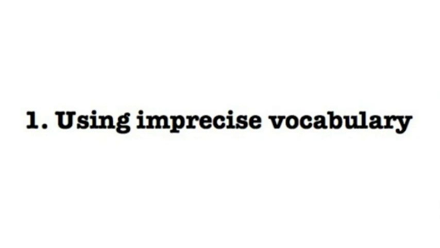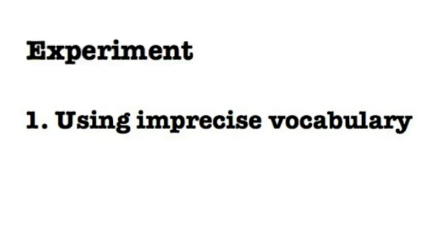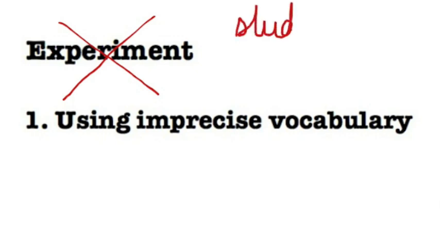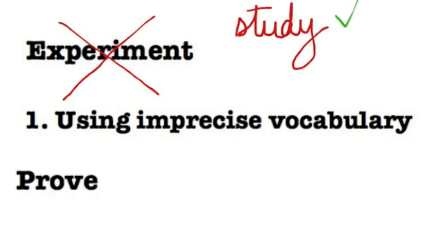A very common mistake is to use imprecise vocabulary. For example, the word experiment is really overused, and often used to mean just a study, not an actual experiment. Unless a study has an independent variable that's manipulated by the researcher and a measurable dependent variable, it's not an experiment. If it's not an experiment, use the correct research method, and if you don't know, just use the word study. At least it's not wrong.